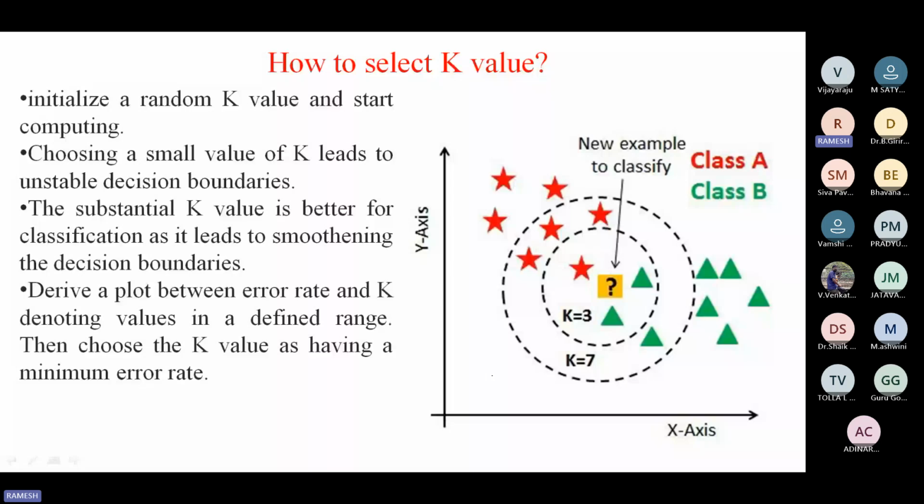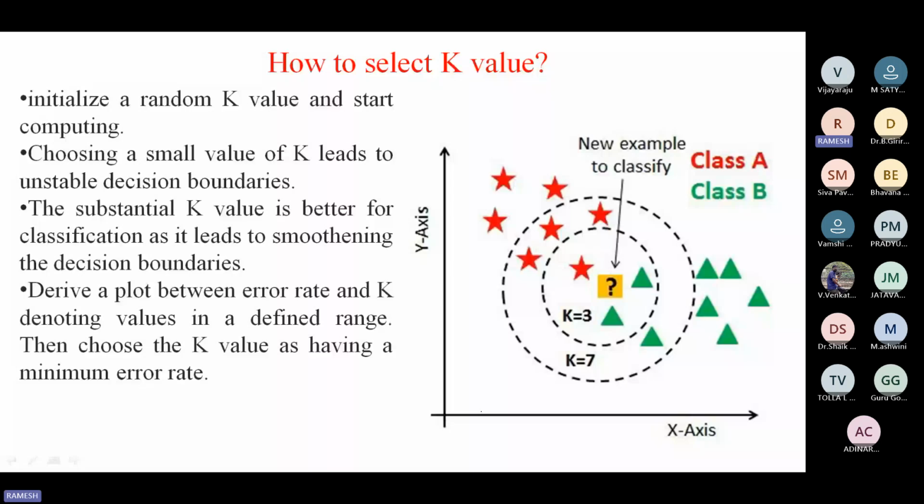Now, here we can clearly observe the importance of the k value, and why we need to select a k value. If we select the k value randomly, any number, then what is going to happen? Just look at this example here.